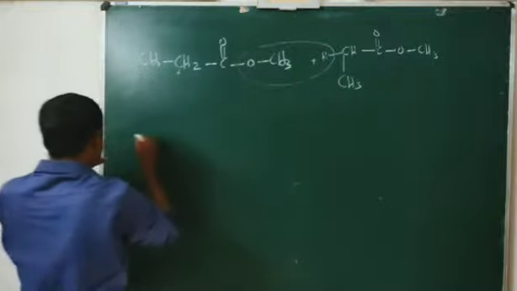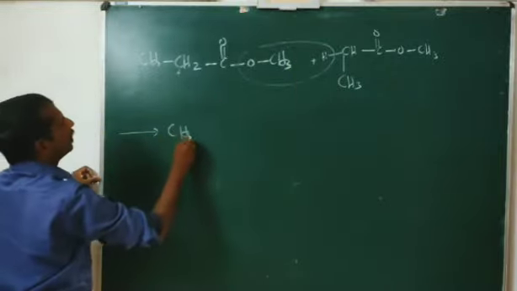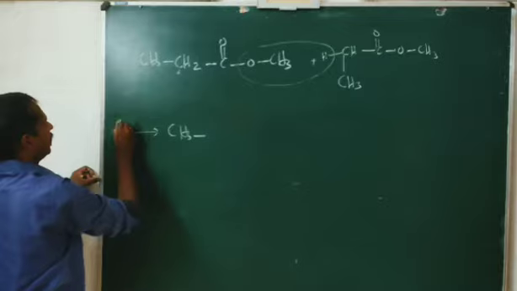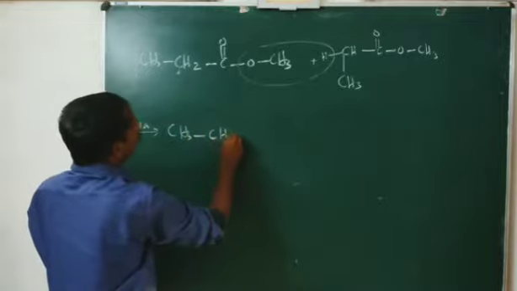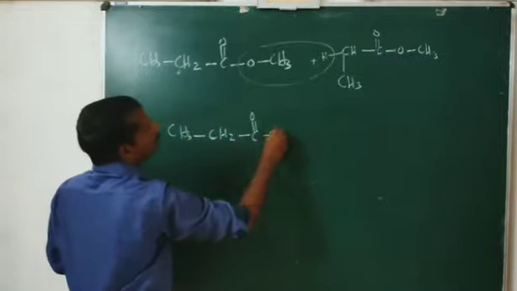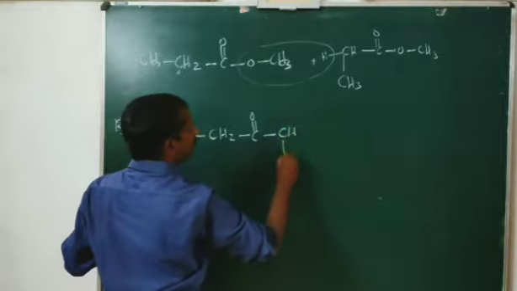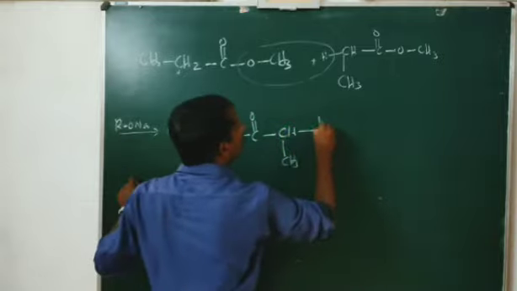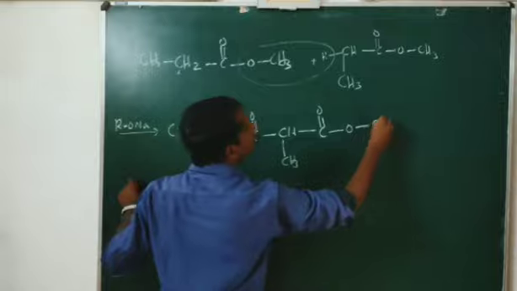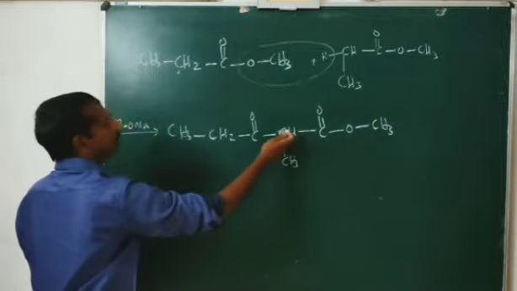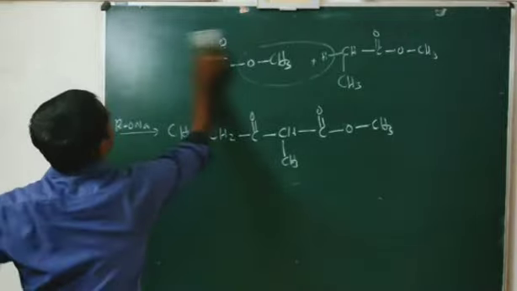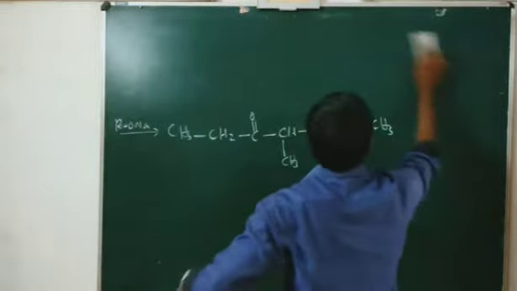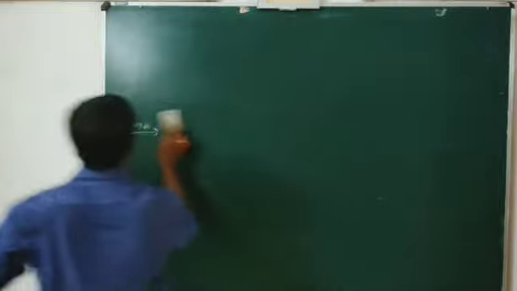Correct? So what will be eliminated? CH3OH will be eliminated, and what we get is CH3, and you can take RONa, sodium alkoxide. Okay, CH3CH2, here it is CO, and here it is CH, here it is CH3, and here it is COOCH3. This is also a beta keto ester. This reaction is known as Claisen condensation. So that's all about esters.